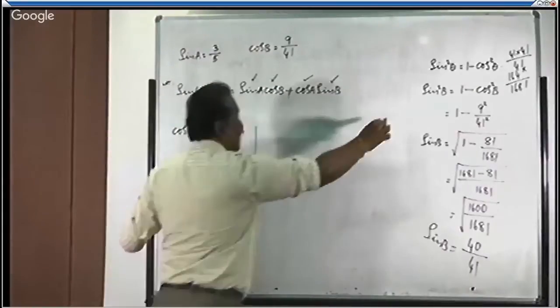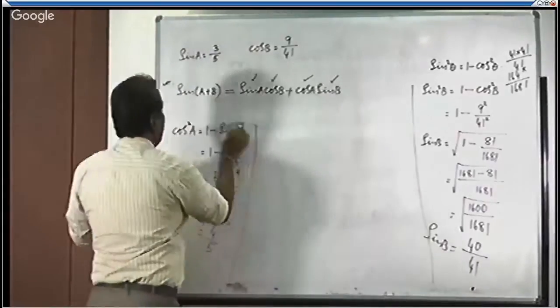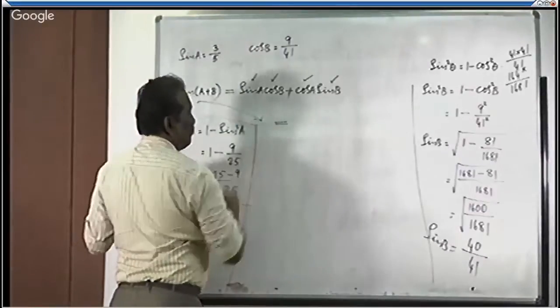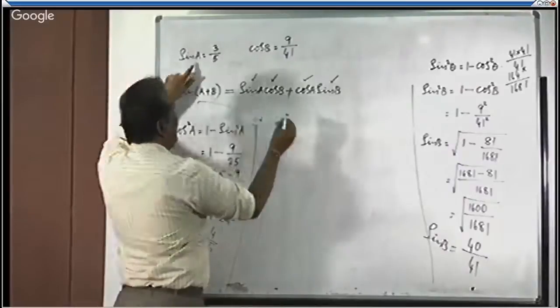These two are the side work. Coming to the main work again. So sin of A plus B is now equal to, what is the value of sin A? It is 3 by 5.